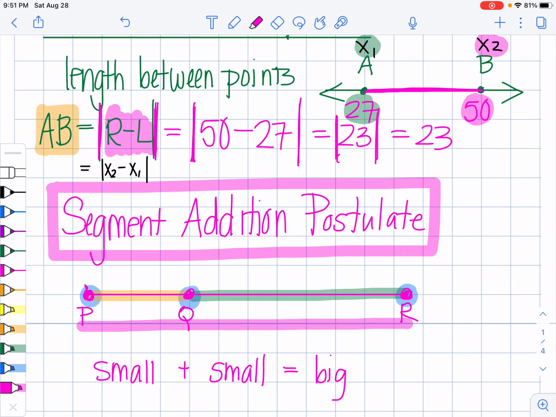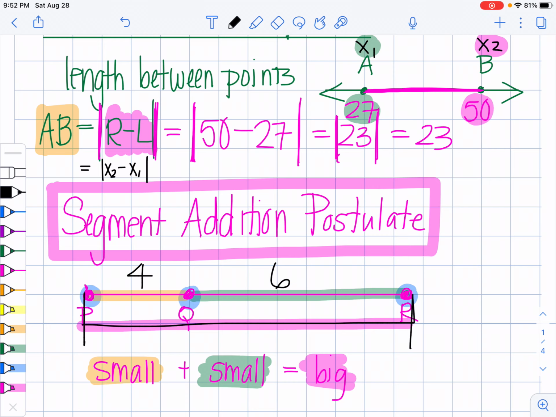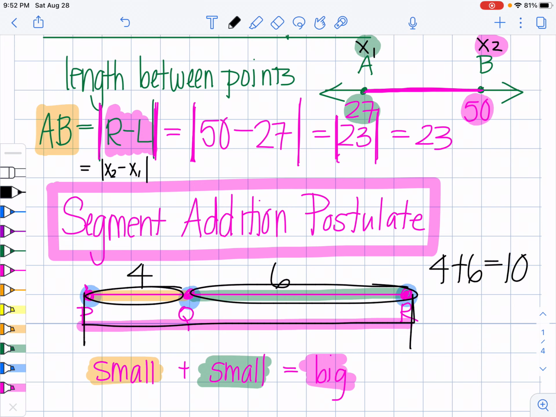So I like to think of the segment addition postulate as the following. Small, my first small segment, plus my next small segment equals my big segment. And so you might think, well, I still don't maybe understand that. Let's just say this is 4 and this whole thing is 6. How much is my whole line? Well, my whole line, I have to add them together. How much is 4 plus 6? 10. So the segment addition postulate says I'm going to take my small part of my line plus my small part of my line, and it's going to equal my big part.